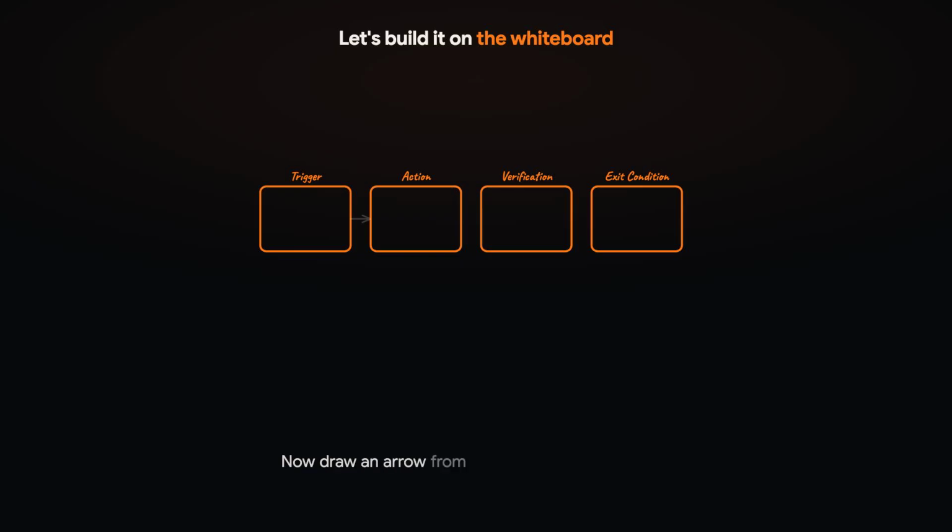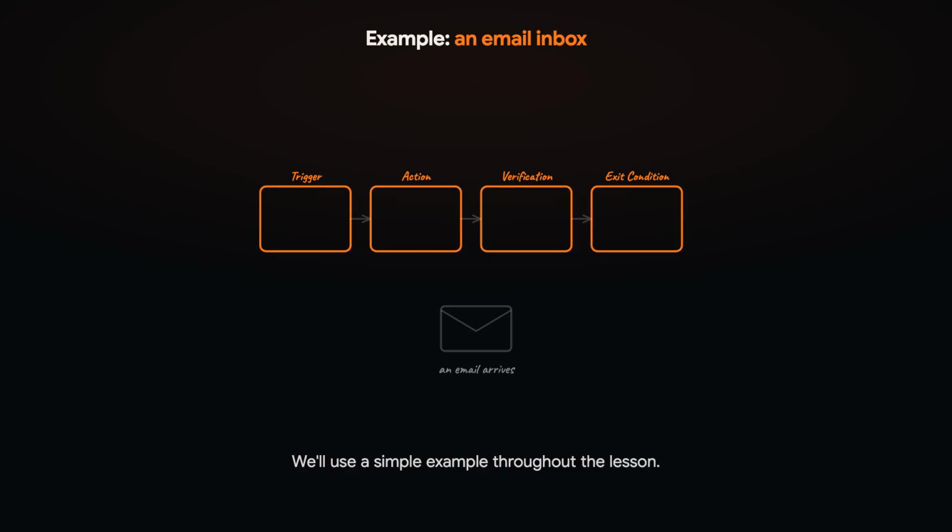Now draw an arrow from the first box to the second, then another arrow to the third. Finally, draw one more arrow to the fourth. These 4 boxes form one complete AI loop. Let's go through each one carefully. We'll use a simple example throughout the lesson. Imagine you have an AI assistant helping you manage your email inbox.